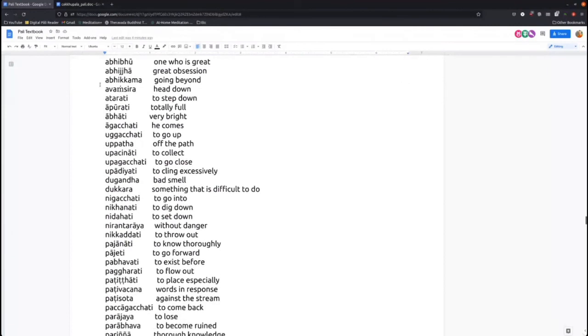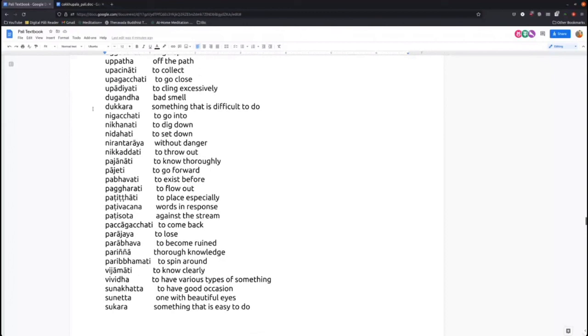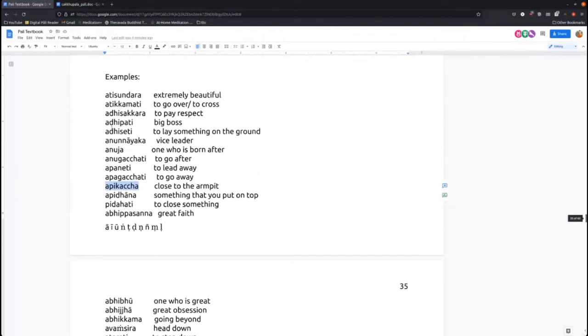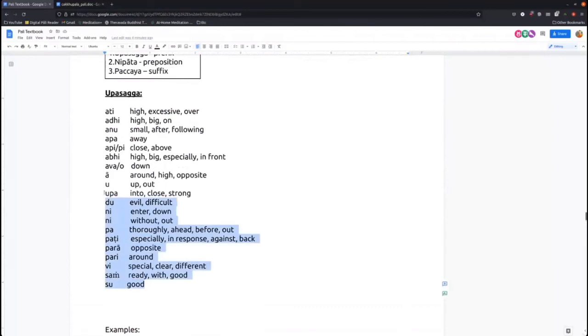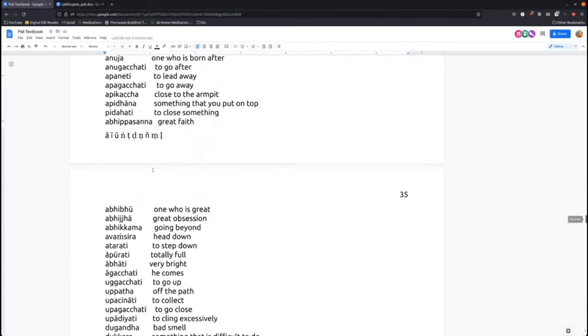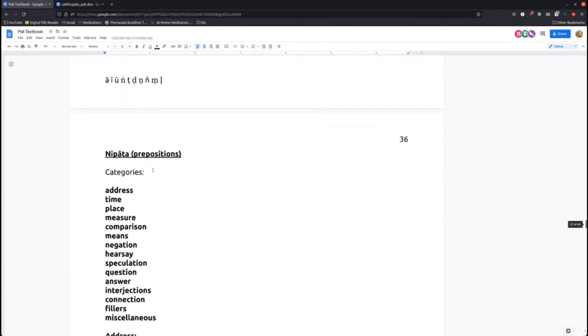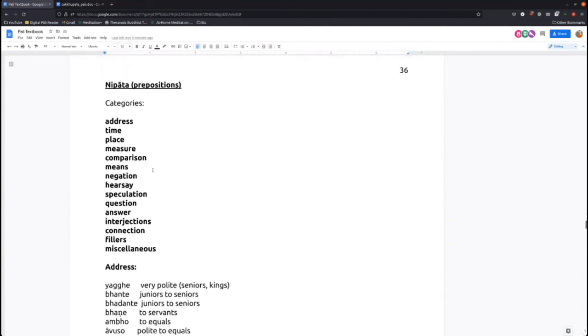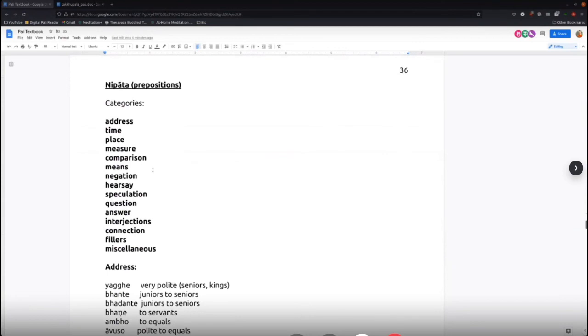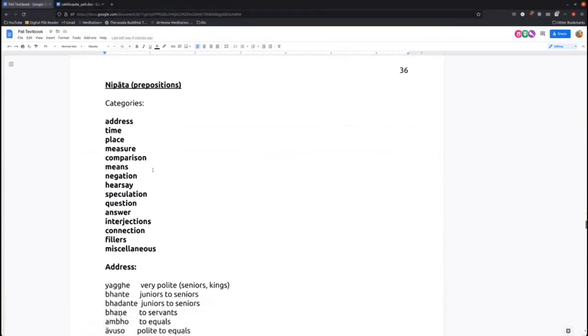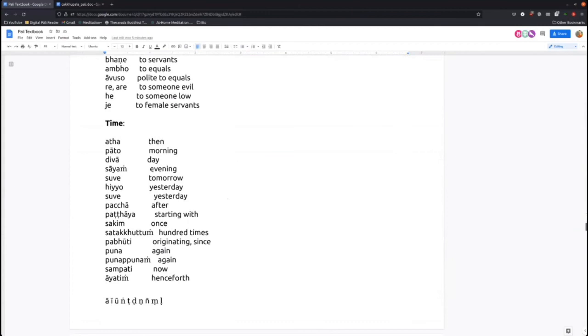So if you read through all these at your own pace, you might find it useful to get a sense of how these prefixes are used. But I do recommend memorizing this if you're a person who memorizes things. Eventually you're going to want to memorize this. It's not a long list. Very useful. Nipata, also very useful, but unfortunately much longer. So you're supposed to memorize all of these for the Thai Pali courses, exams. But this is a lot to remember.